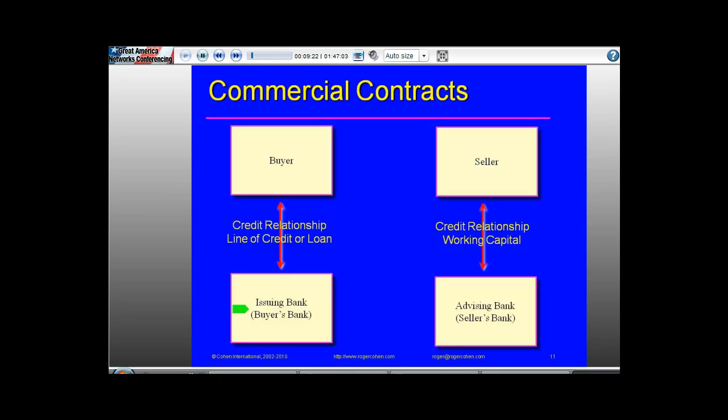Likewise, the seller on the right side has a relationship with its bank, also called the advising bank. They may need credit to make production of the products that they're going to sell to the buyer. So they may need working capital, and eventually all 4 parties will need relationships so that the money can transfer properly.